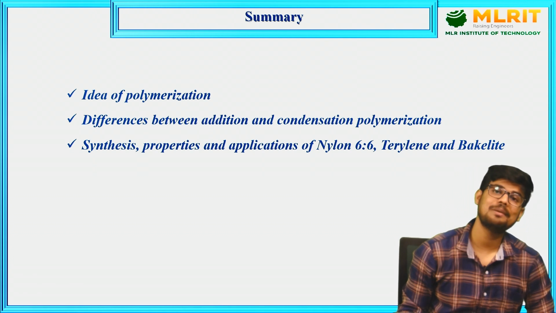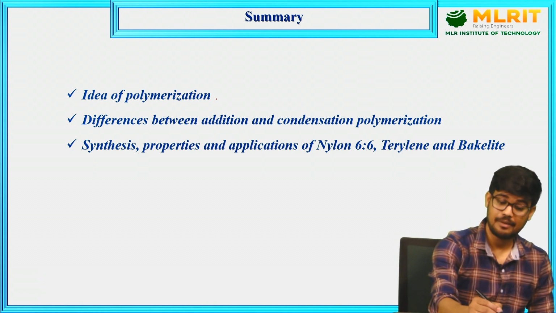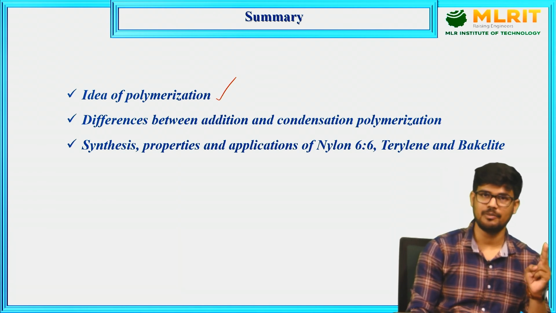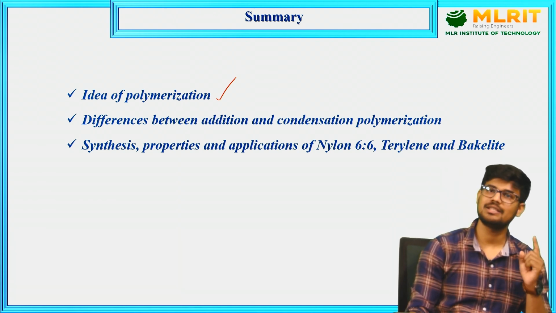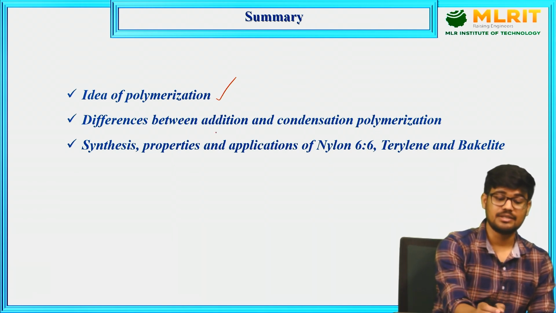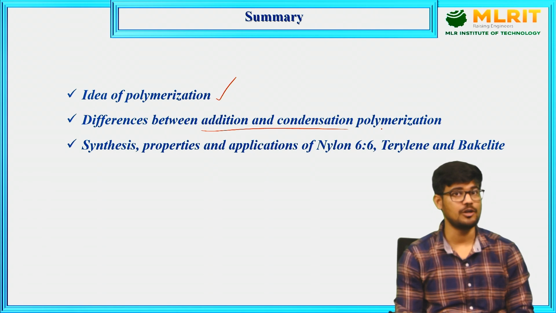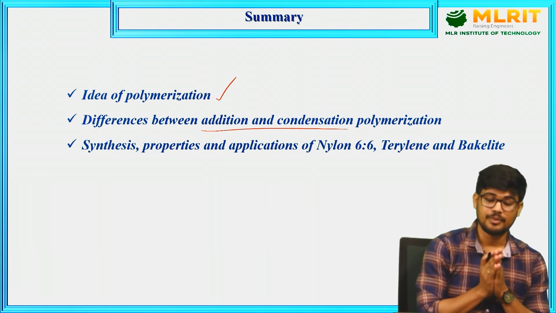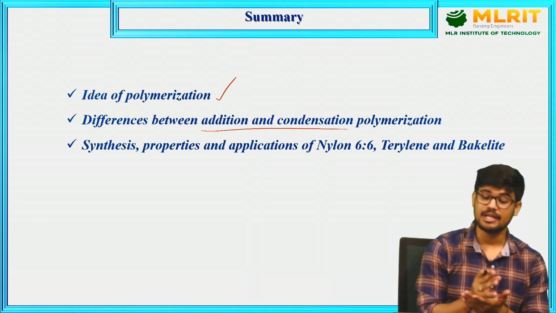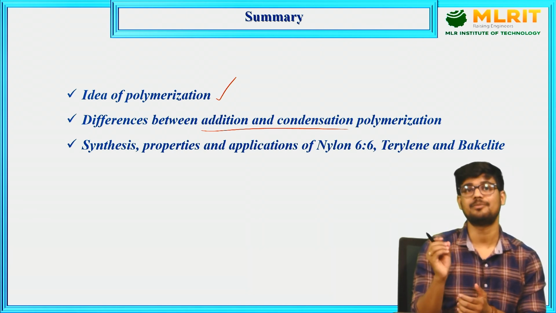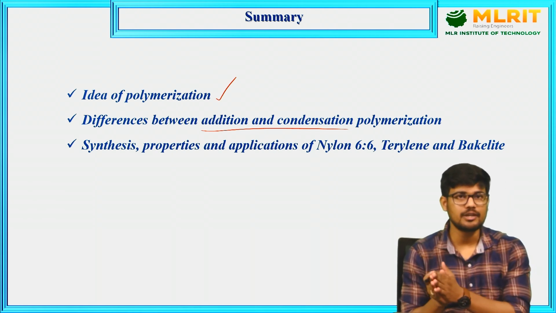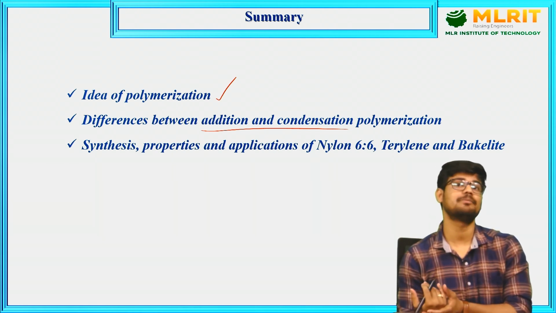Now, what have we learned from today's class? We have got the idea of polymerization, how polymers are synthesized. There are two types of polymerization we have understood: one is addition polymerization, another is condensation polymerization. The difference between addition and condensation polymerization is also clear. In addition polymerization, there will be no side product. But in condensation polymerization, there will be side products like water, H2O, or methanol, CH3OH. All small molecules will be produced as byproducts.